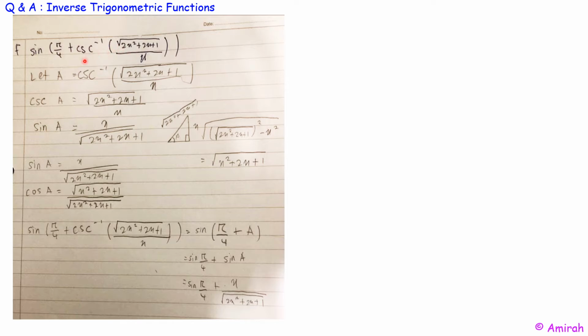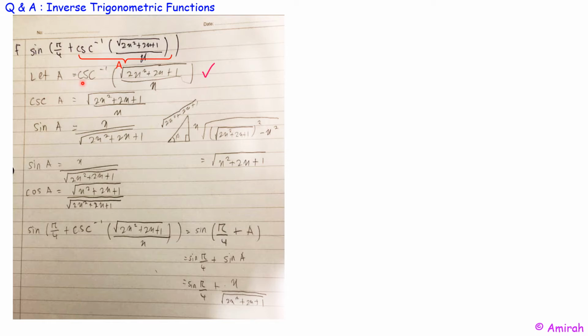First step. Okay? First, we let inverse cosec of square root of 2x squared plus 2x plus 1 over x equals to A. Okay? Semua function ni belong to inverse cosec. Okay? That's why kita kena ambil semua ini sebagai A. Okay? So, first step, let A equals to inverse cosec of square root of 2x squared plus 2x plus 1 over x. Okay, step yang ni betul.